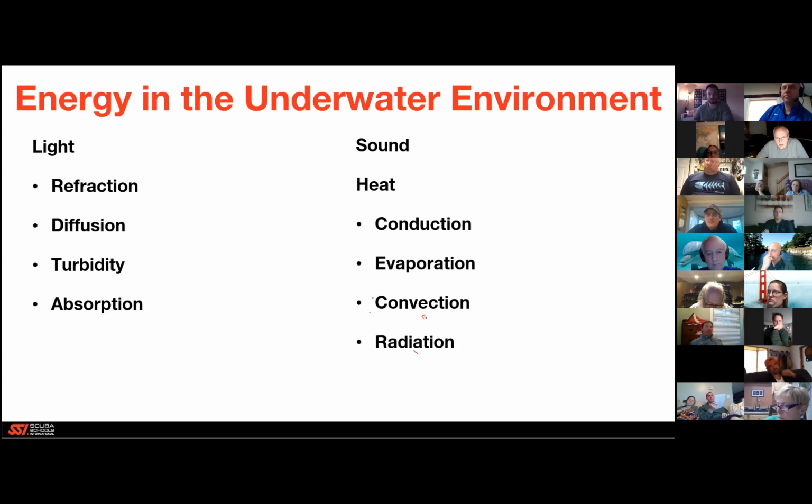And the last one would be radiation. If you guys have ever stood next to your stove, you can feel the heat radiating from it when it is on. So all divers radiate heat from their body to the colder water environment. This is also another way that a diver loses heat while diving. So that's just a brief overview of different energies that you experience underwater.